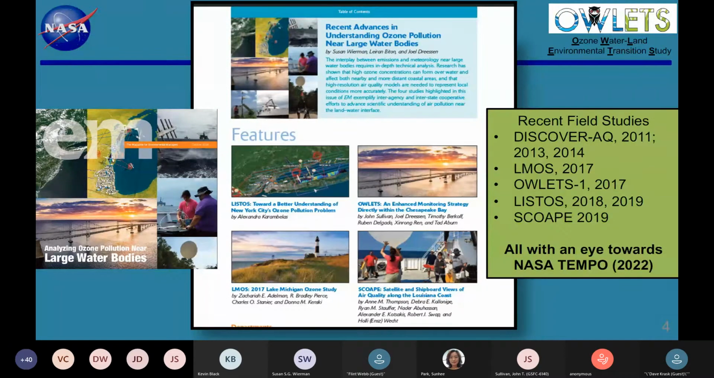NASA has a long history of air quality campaigns. I'm not going to get into all of them, but this really leveraged the strategy of previous campaigns focusing on regional air quality issues. For instance, for additional reference, you can find a write-up that was put together in the October 2020 edition of the EM magazine, where this work was partially highlighted. Next slide, please.